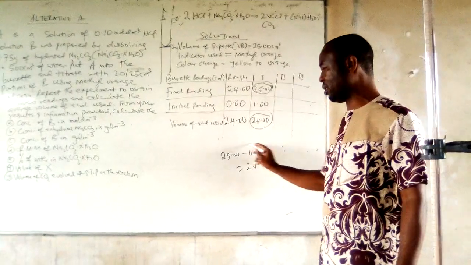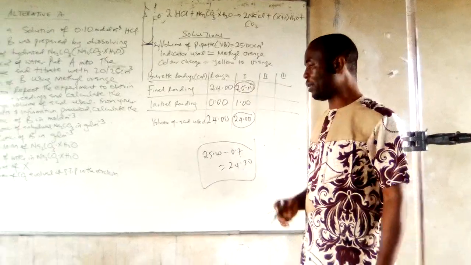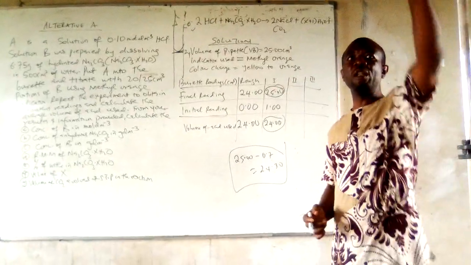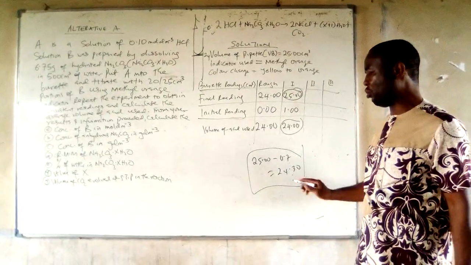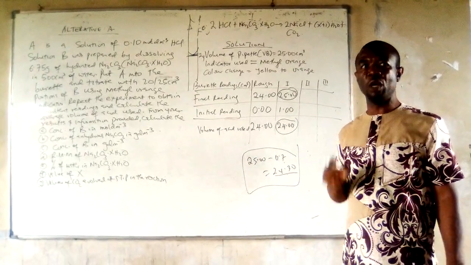24.3. This is just your estimate. Subtract this value from it. So all you have to do now, in the second experiment, run it. Allow the burette to run down until you reach 24.3. So when you reach 24.3 now, you now take it drop by drop.